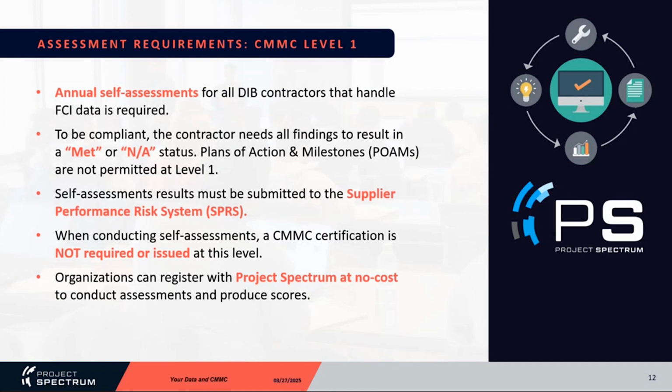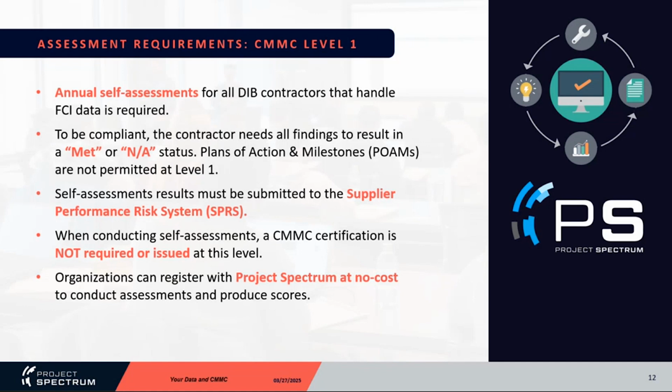So when it comes to CMMC level 1, what is it that you need to do in order to achieve that? Well, the good news is that it's really all about self-attestation. You have annual self-assessments for all DIB contractors that handle FCI data. That is required. But again, it's an annual self-assessment.